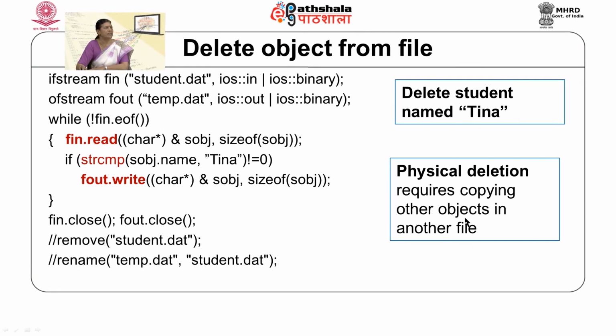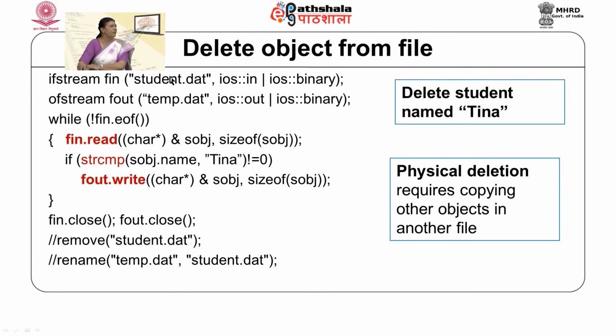When physical deletion is done, it requires all the remaining records or objects to be copied into another file. A better option may be just to have one more bit or byte, which is set for showing whether the object is deleted or not, to just have the status deleted or not. In that case, it does not require copying all the records into another file, and it will save time. Here we have shown only physical deletion in this scenario.